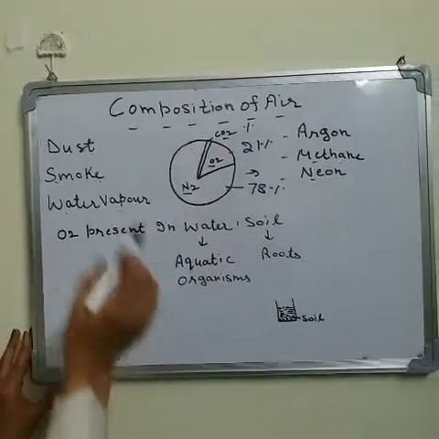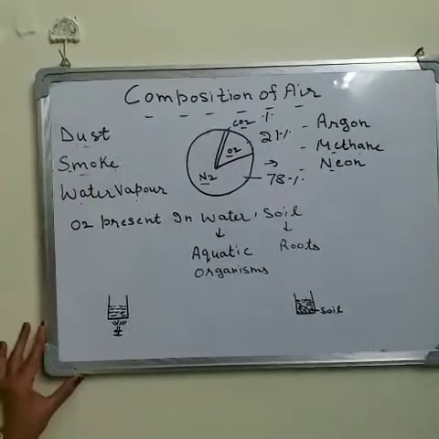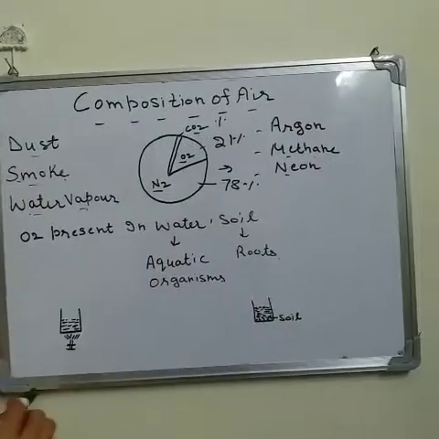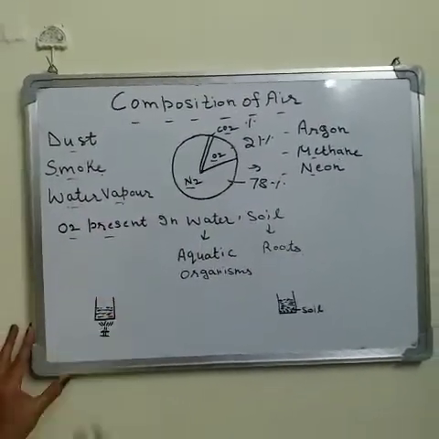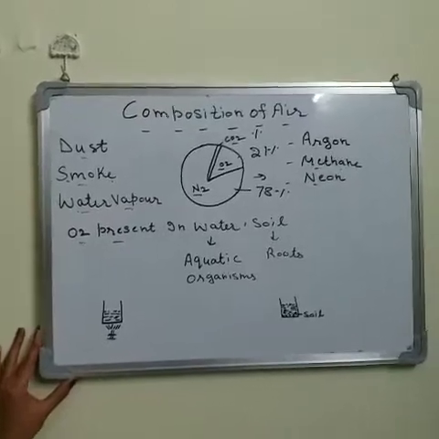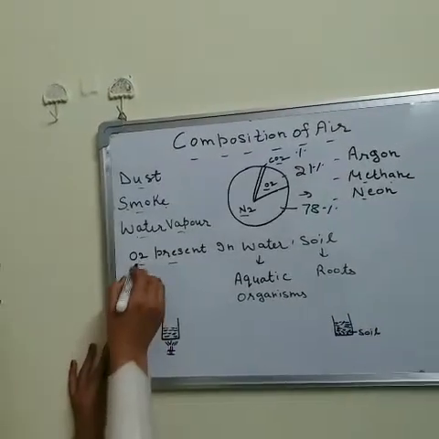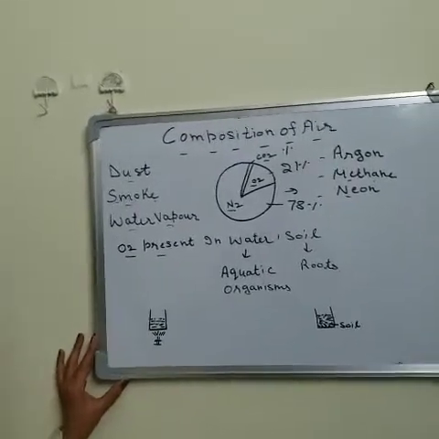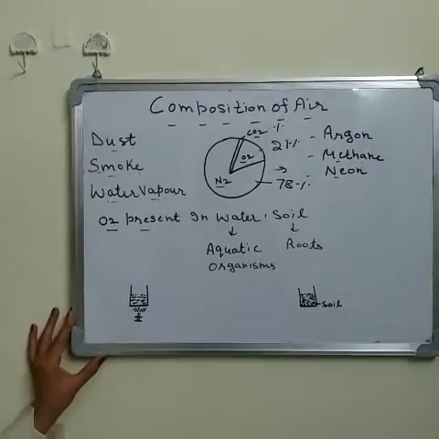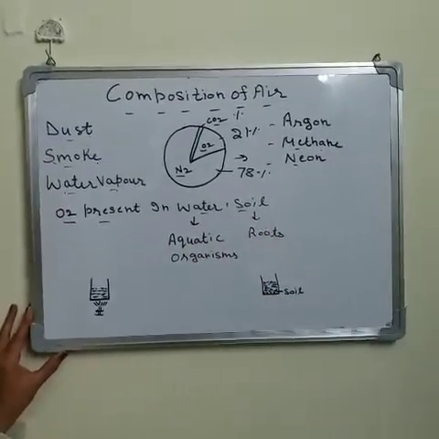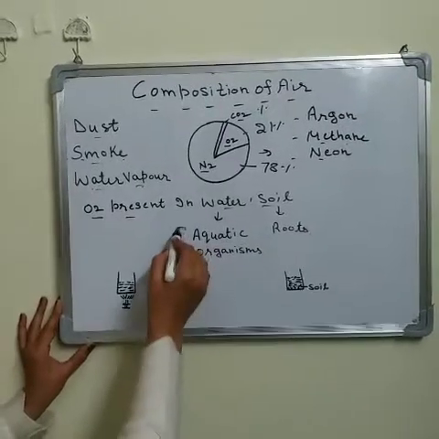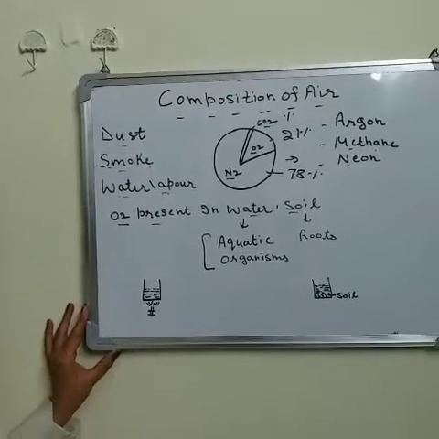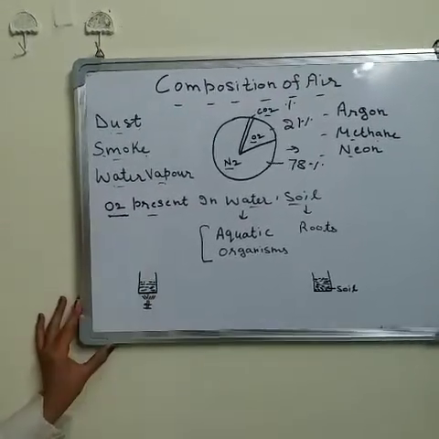Along with these gases, dust particles and smoke particles are present in the air, along with water vapor. So that is the composition of air. And when we talk about air, the main component which is a must for living beings is oxygen, and oxygen is present everywhere, even in water and in soil. A common example: aquatic plants and aquatic animals can survive in water because they take the oxygen present in water.